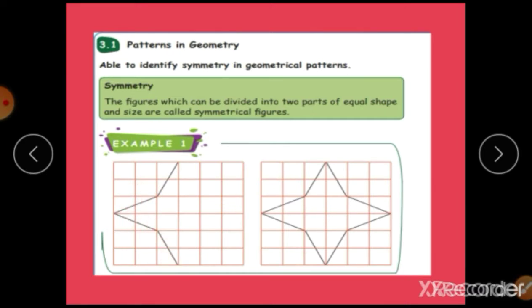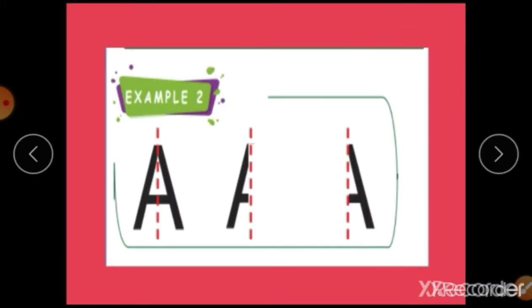While we are drawing the other half of this shape, we can get the shape like this. So, the symmetrical line divides this figure into equal shape and equal size. See example 2, the English alphabet A has one symmetrical line. This one symmetrical line divides the letter A into equal shape and equal size.